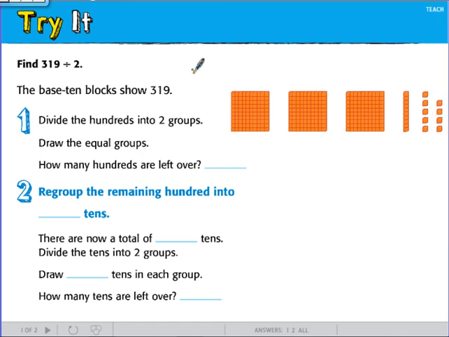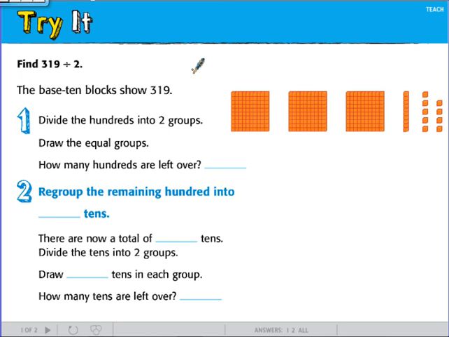Alright. So now we're going to do the same exact thing again, only this time we're going to use an odd number divided by 2, which means what's going to happen? There's going to be a remainder. There's going to be something left over, which is fine. But it's going to get a little tricky because they want us to divide 319 into 2 groups.